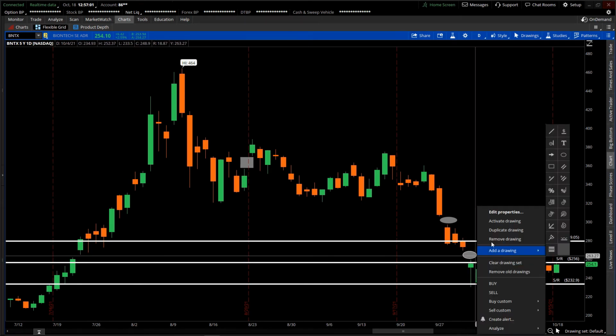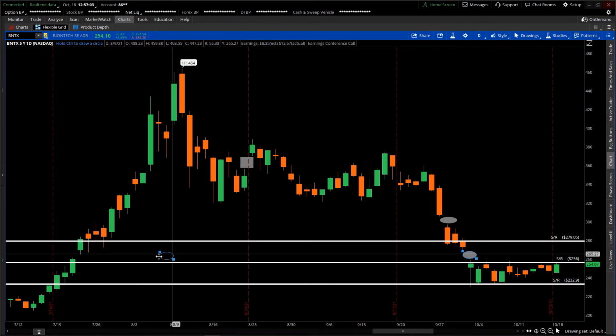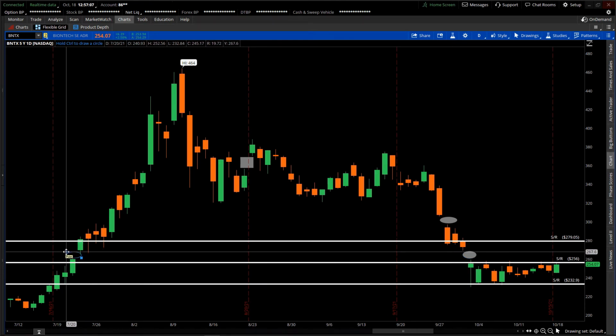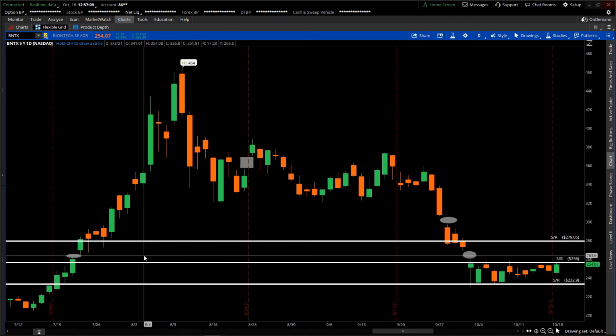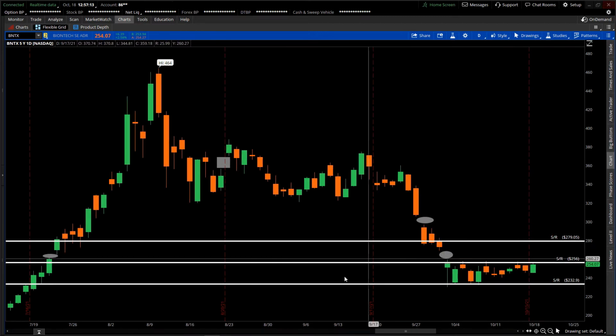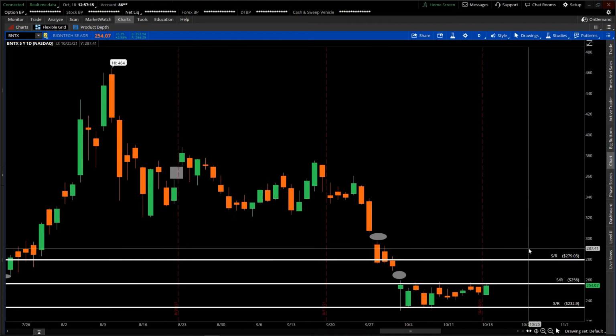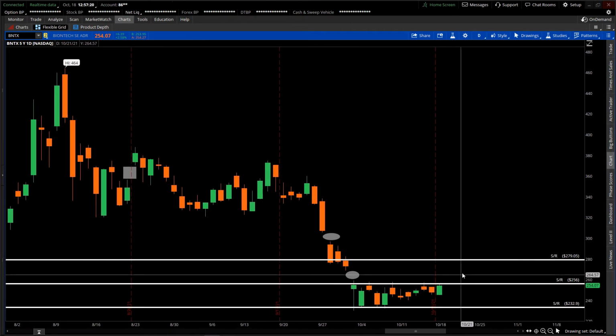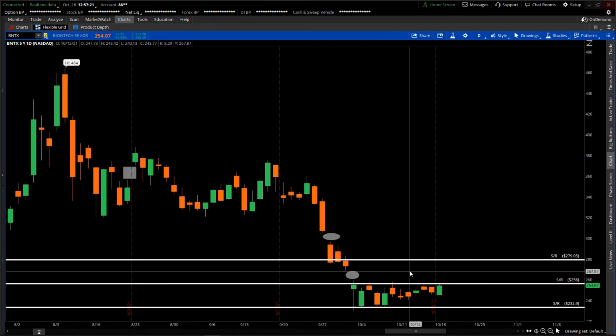Let me just make note of this here. Again, it's not as wide as the other ones, but it's a gap. So with all this being said, I am anticipating a move towards the upside to at least fill this gap.